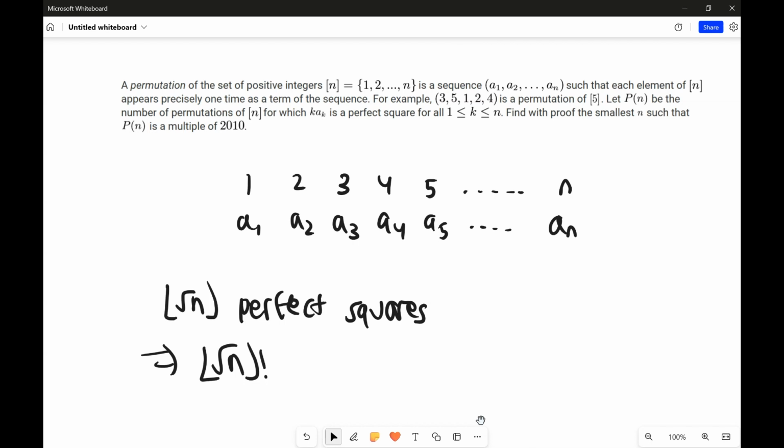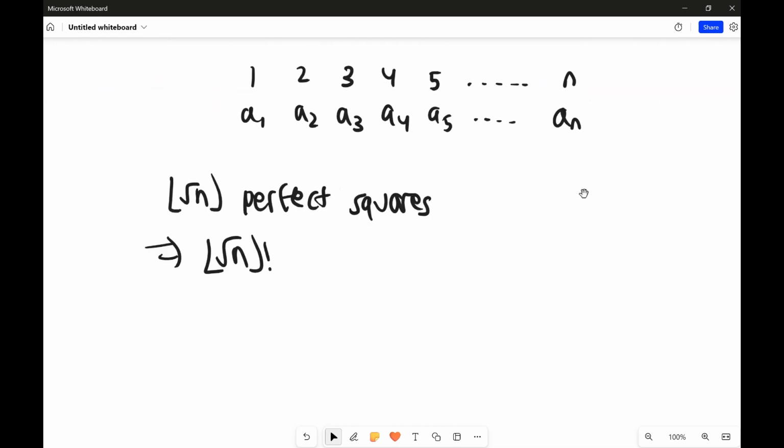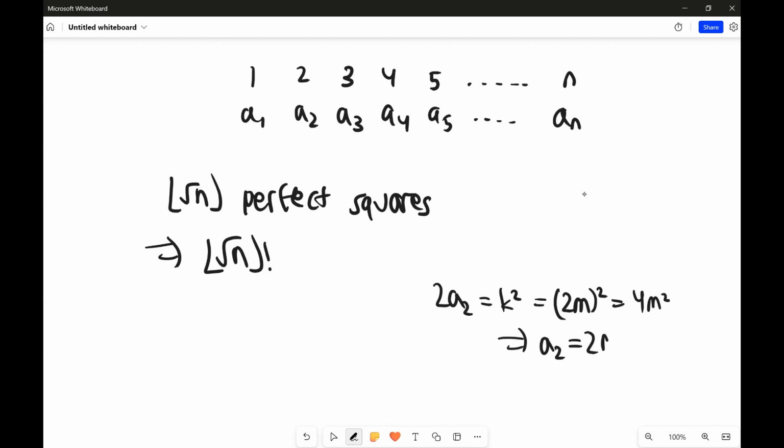But what do we do with the rest of the terms? Let's consider what happens to the number 2. Then we have 2·a2 equal to k squared, and obviously this means that k is even. So we can write k as 2m, giving 4m squared. That means that a2 is equal to 2m squared. In other words, it's twice a perfect square.